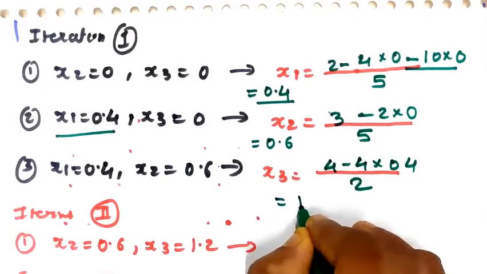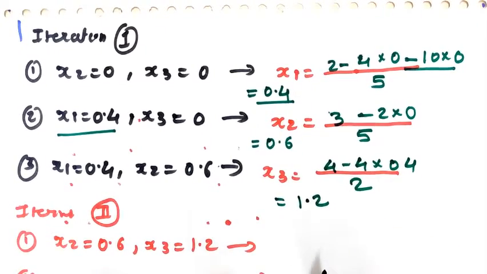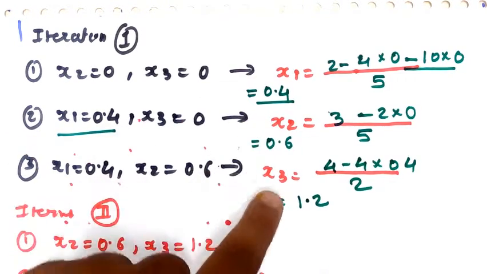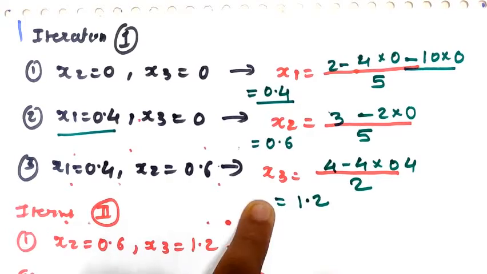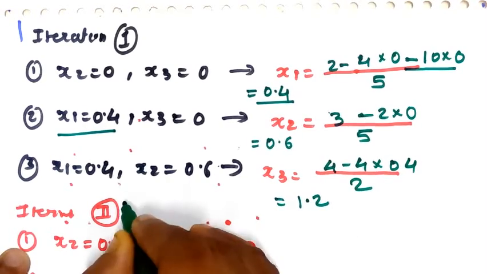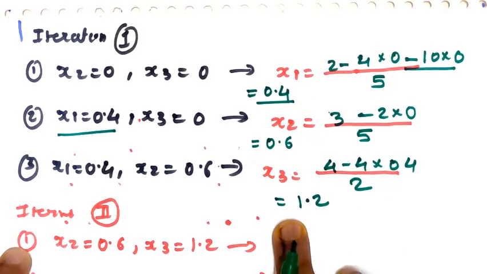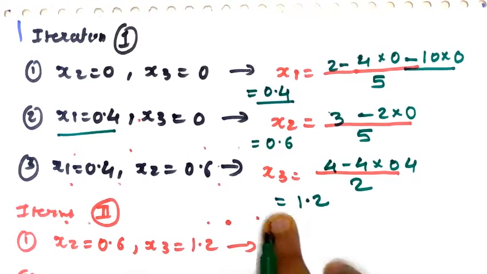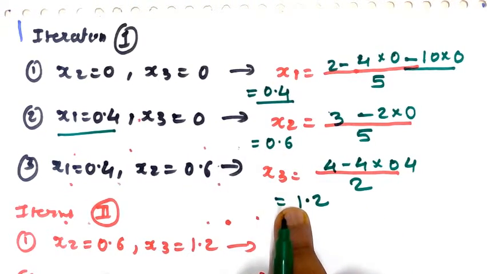So it will be equal to 1.2. So we have got the new values x1, x2 and x3 by iteration number 1. Now these values are considered as the initial values for the next iteration. You have to perform 5 iterations. So these are the new values for iteration number 1.